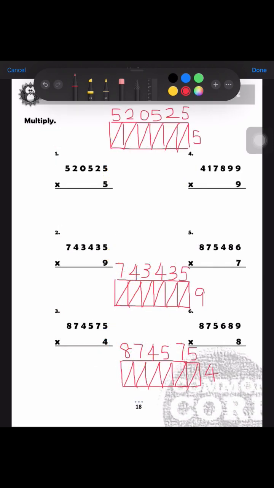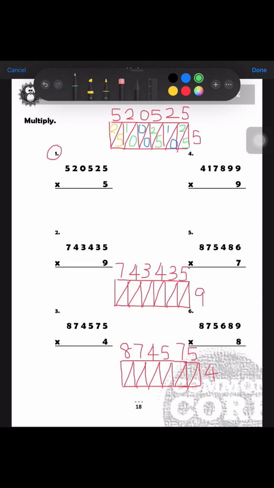Okay, now we move on to page 18. Question 1. 520,525 times 5. Again, we use the lattice multiplication. 5 times 5 equals 25, so 2, 5. And then 5 times 2 equals 10, so 1, 0. And then 5 times 0 equals 0, so 0, 0. And then 5 times 5 equals 25, so 2, 5. 2 times 5 equals 10, so 1, 0. 5 times 5 equals 25, so 2, 5.